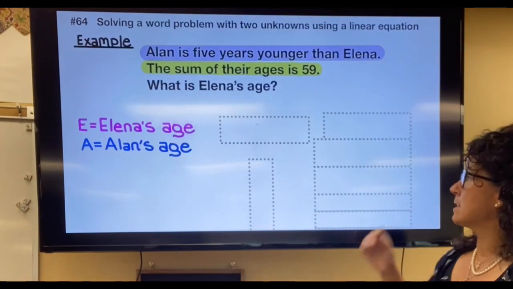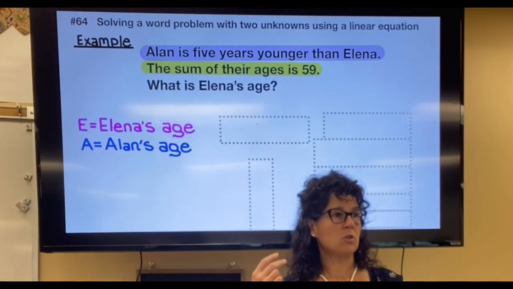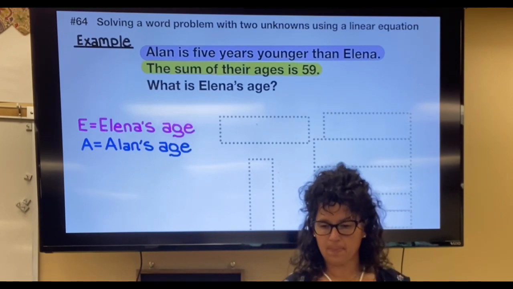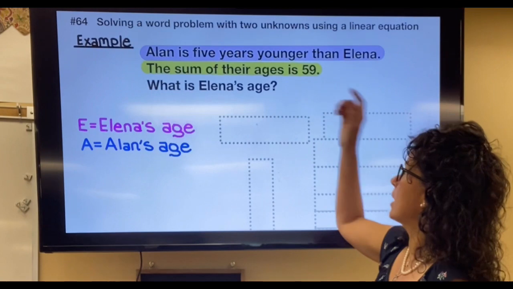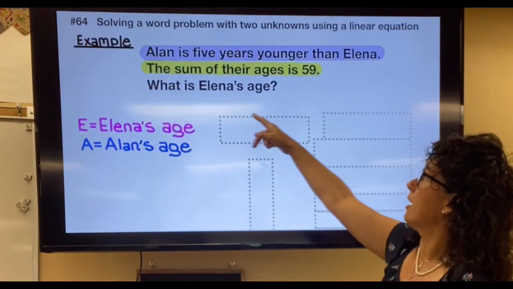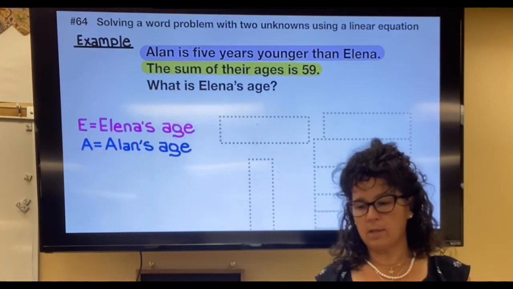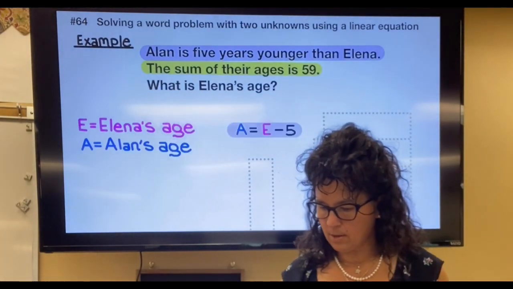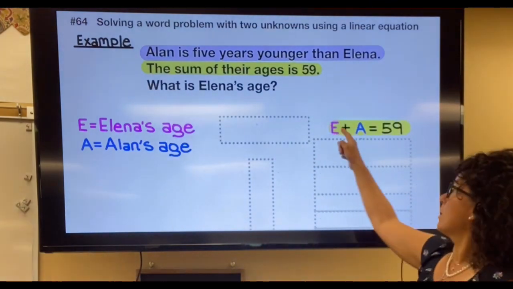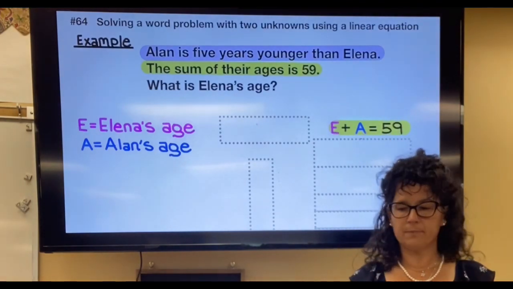Okay, so then the next thing is, however many things you don't know, that's how many equations you need. So since there's two unknowns, we need to create two equations. So looking for ways to create equations, Alan is 5 years younger than Elena, and also the sum of their ages is 59. So let's start with the easy one here. The sum of their ages, so Elena plus Alan equals 59.